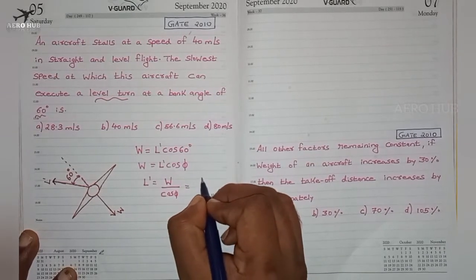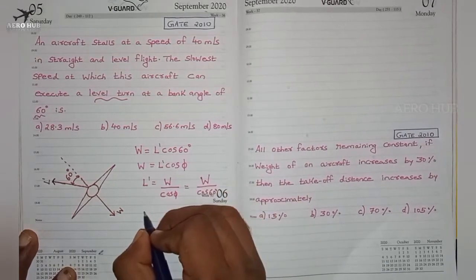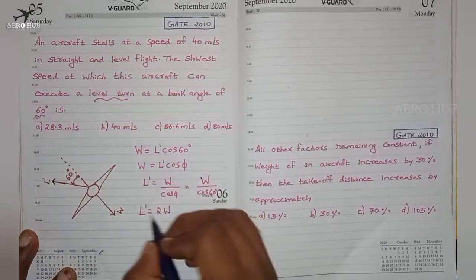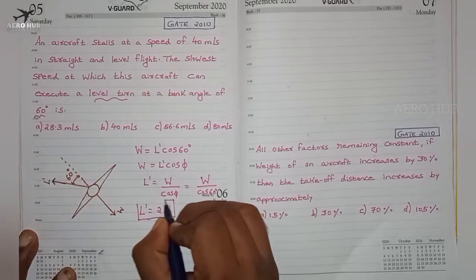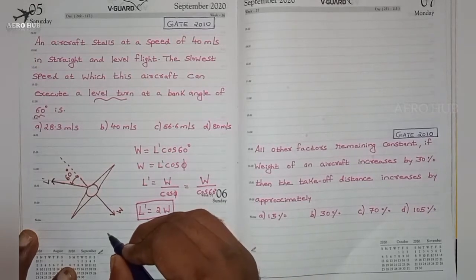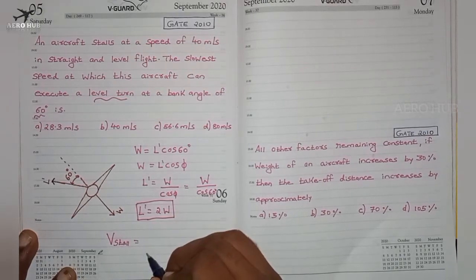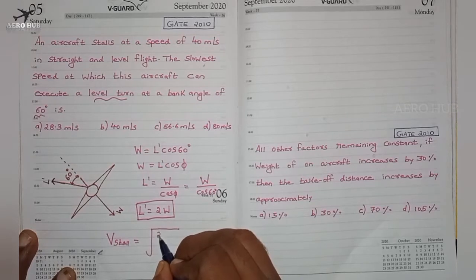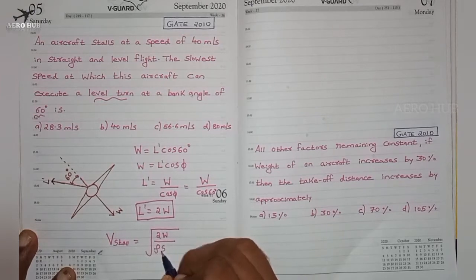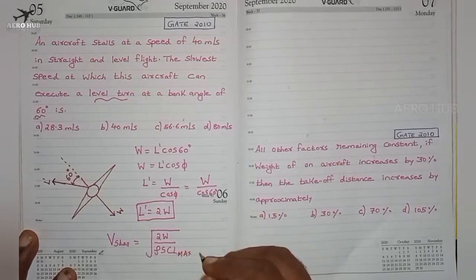In this case we have W by cos 60 degree, so L dash will be equal to 2W. This is really important here. So we have L dash is equal to 2W, and you are aware that the equation for stall velocity is V stall equal to root of 2W by rho S CL max. This is for a level flight condition.